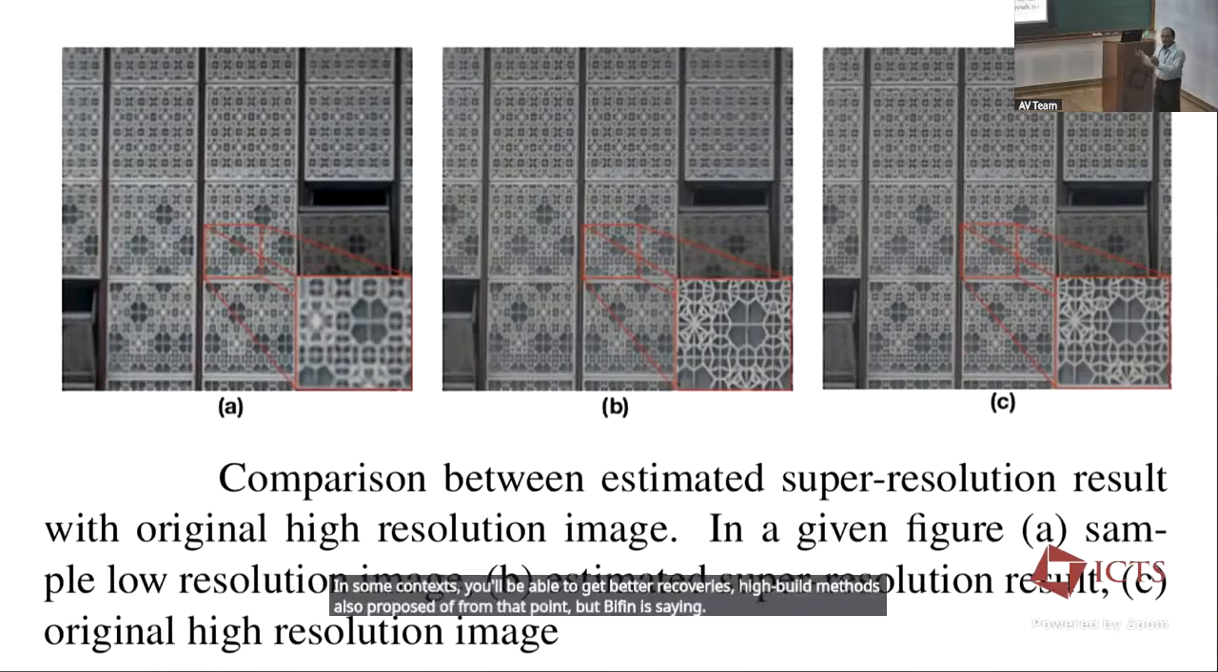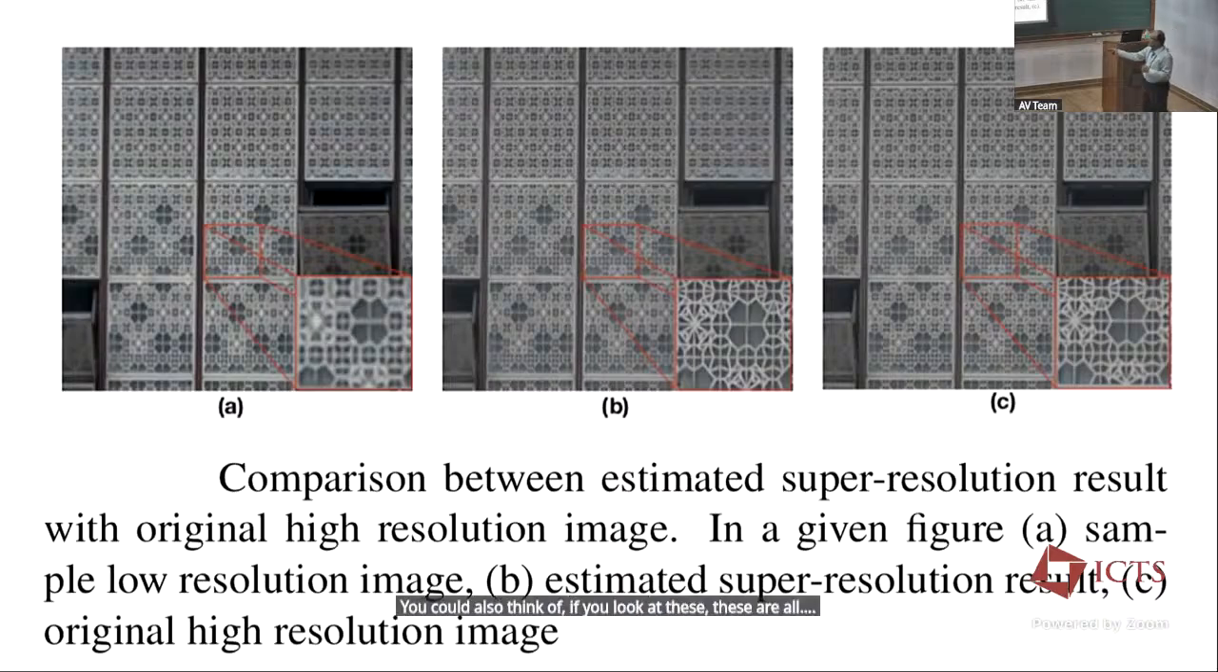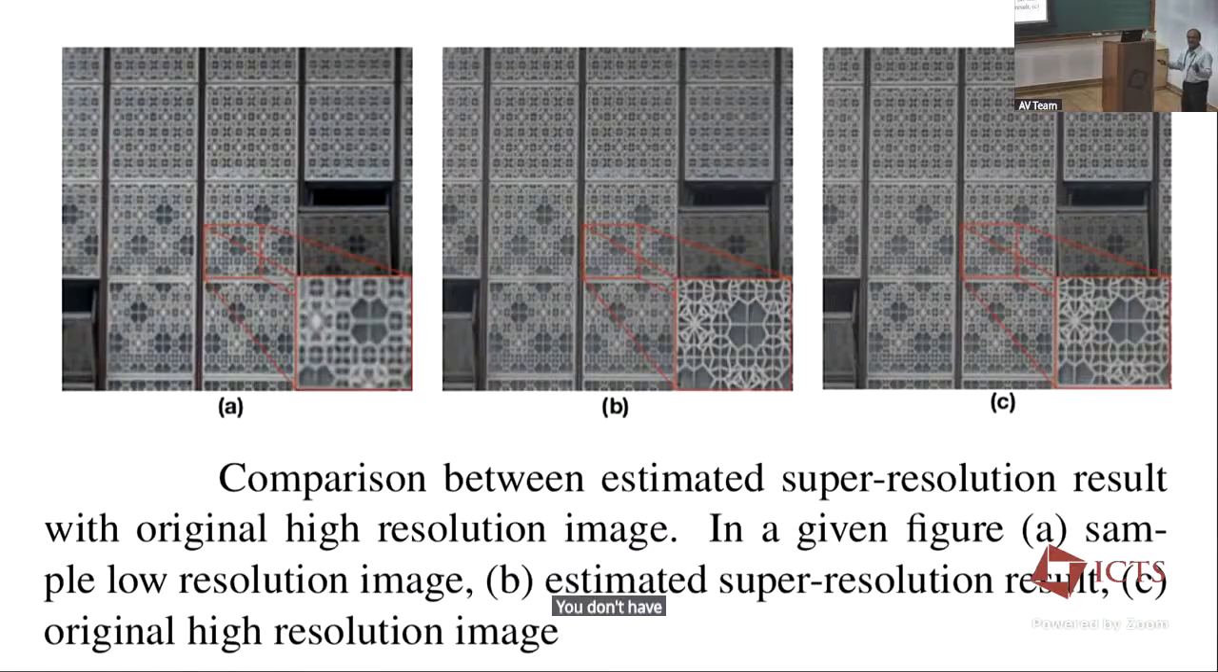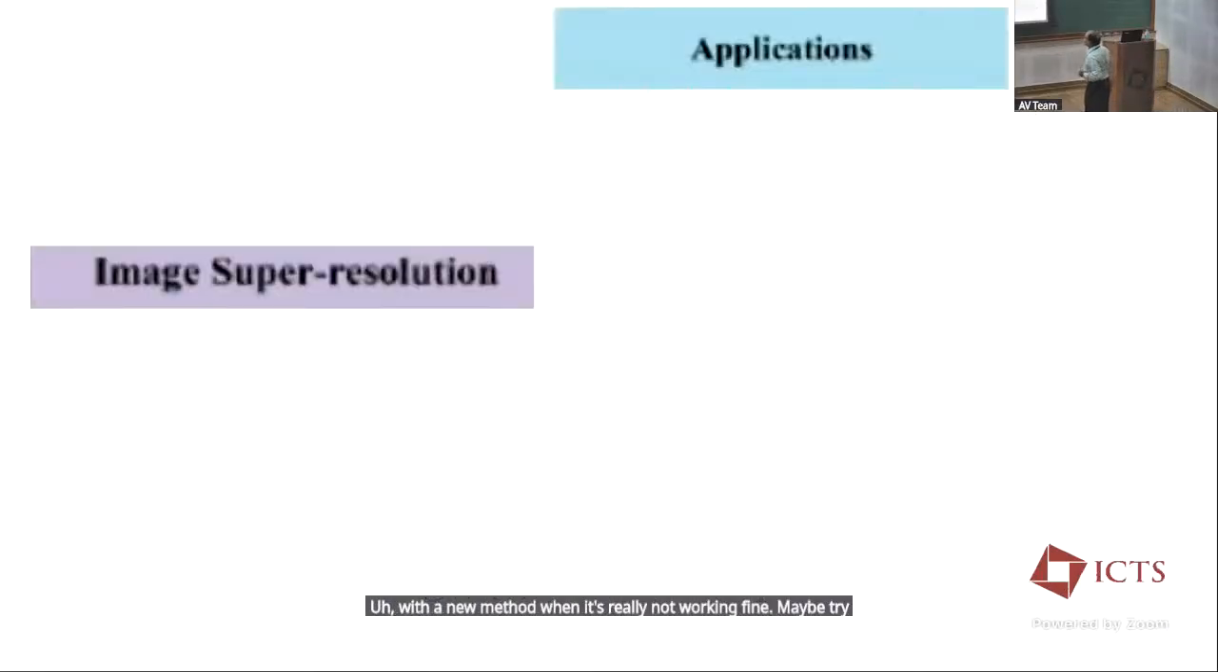If you look at this, these are all standard benchmark examples, which are from the books. So that shows that we shouldn't forget the conventional ones. Gold is always gold. Maybe somewhere it is going to be handy, when you don't have to spend so much energy to come up with a new method when it's really not working fine. Maybe try out, don't forget the old ones. So that's the message.